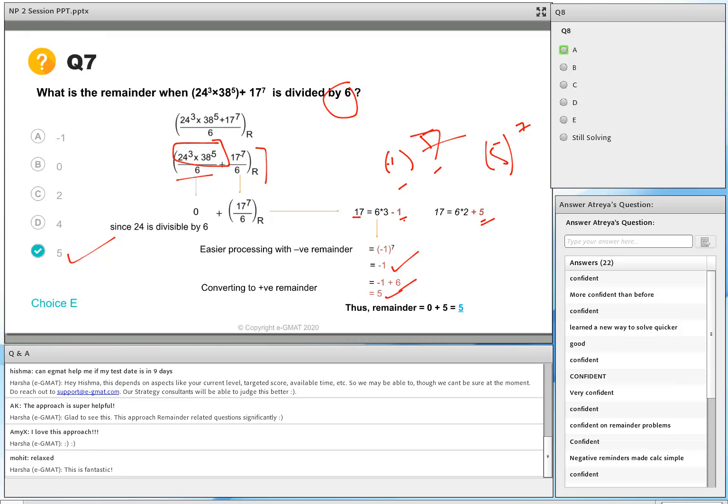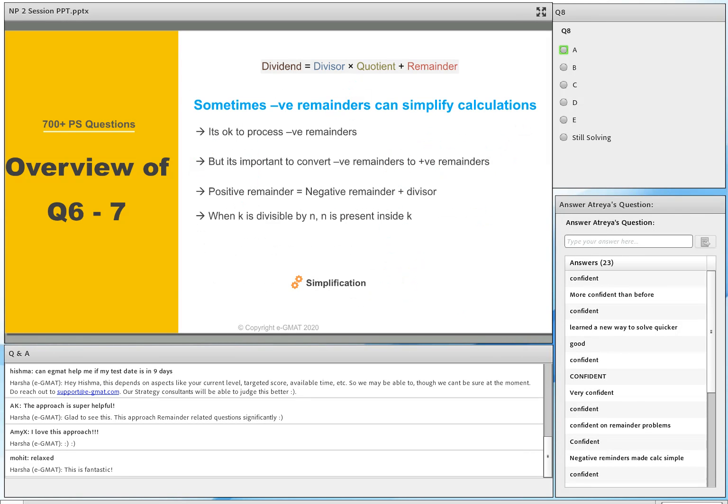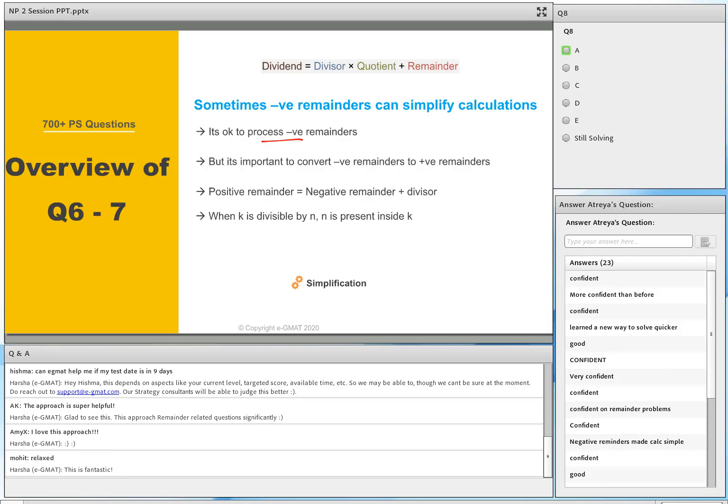Again, whatever we learned, we are going to use that. I'm going to give a very quick review of that because I don't want you to forget the learnings. So what did we learn? It's very okay to process negative remainders. What you need to keep in mind is you convert that negative remainder into a positive remainder when you mark the answer. Negative remainders would definitely ease calculations, right? Remember the formula: negative remainder plus the divisor is equal to the positive remainder.